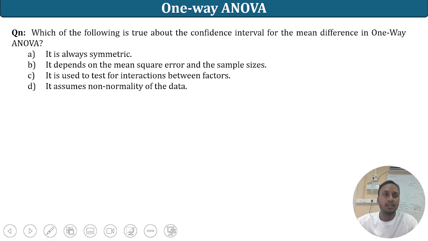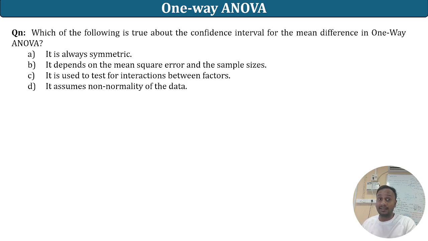Yes, sir. Then we have: which of the following is true about the confidence interval for the mean differences in one-way ANOVA? Something that I explained, but not too much. Just try to answer. It is always symmetric? We can't say that. Not always. D is the answer. The idea is that it can't be always symmetric.